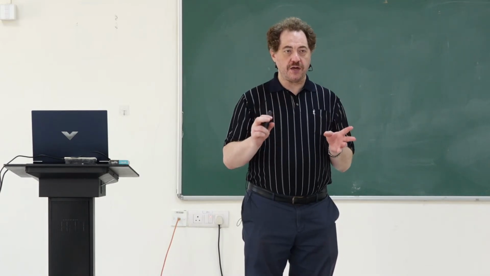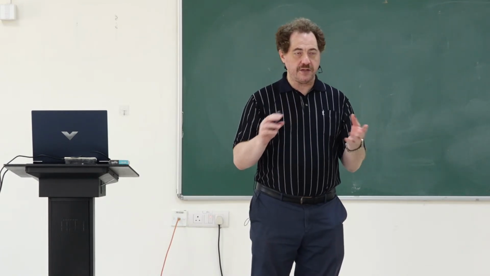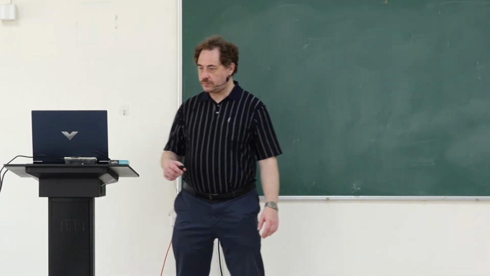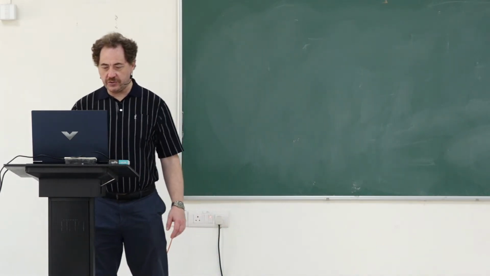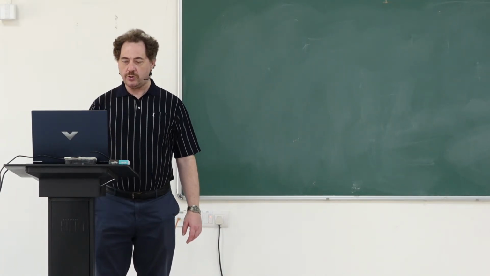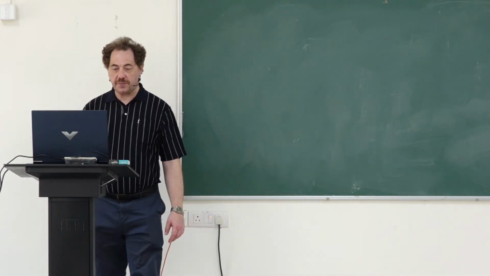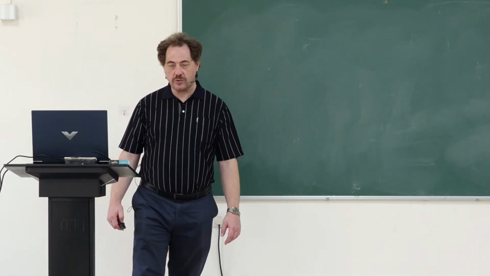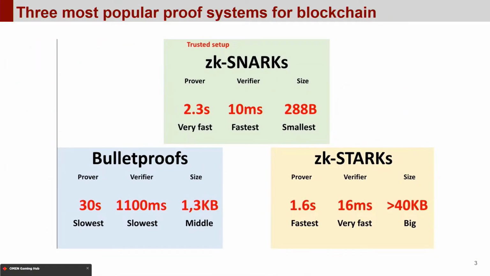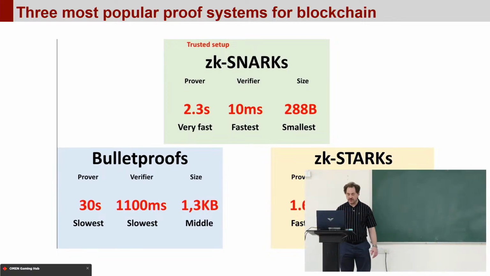And this question gives rise to different techniques to provide non-interactive zero knowledge. So for example, there is an impossibility result that without such a string it's impossible to achieve such zero knowledge. Such impossibility results have eventually led to multiple solutions with different trade-offs. And as of today, there are three most popular proof systems for non-interactive zero knowledge which are used in the context of blockchain. They are called ZK snarks, ZK starks, and bulletproofs.